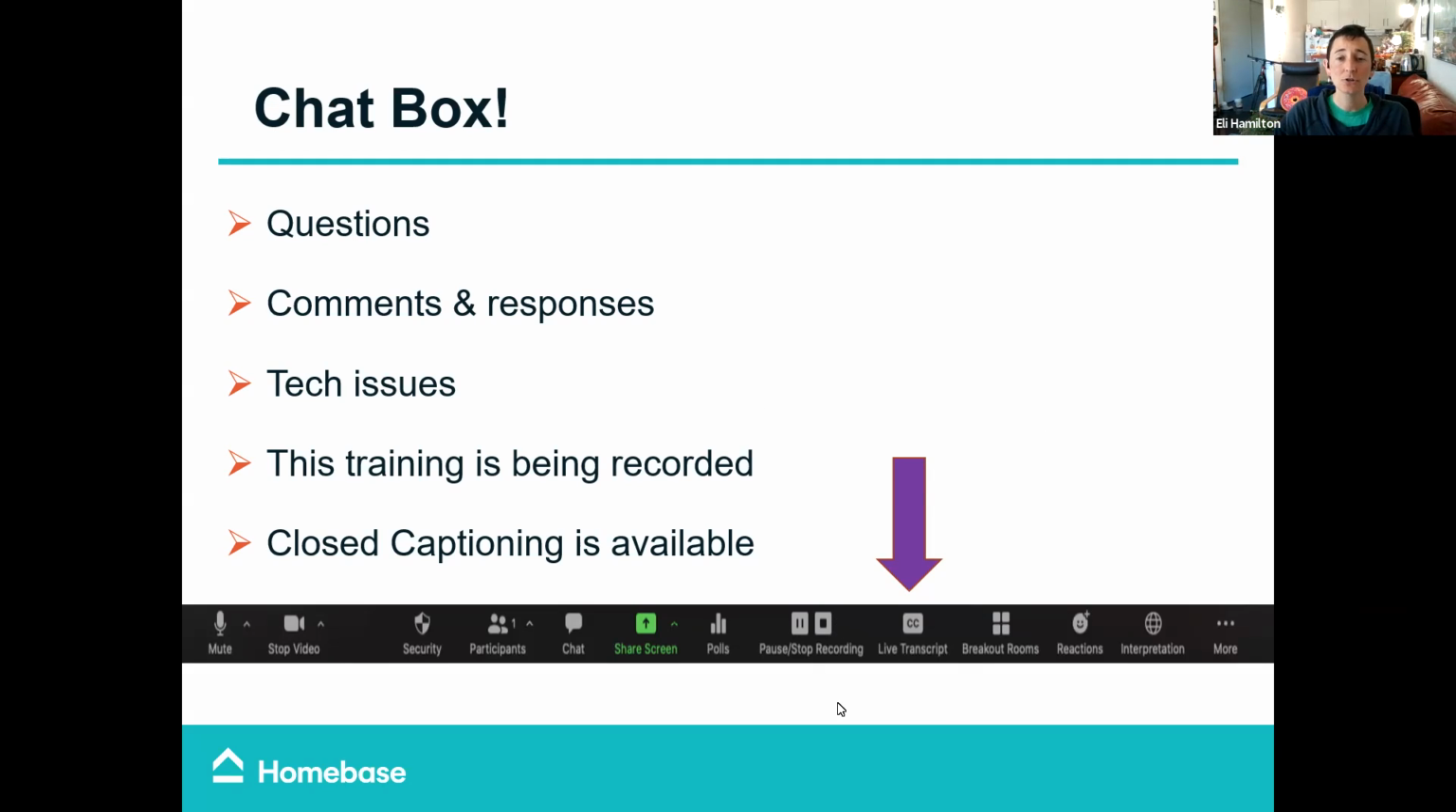Closed captioning should also be available, and you should be able to get that by, let me see. There should be a button on your control panel that says live transcript, and that should turn on closed captioning for you.